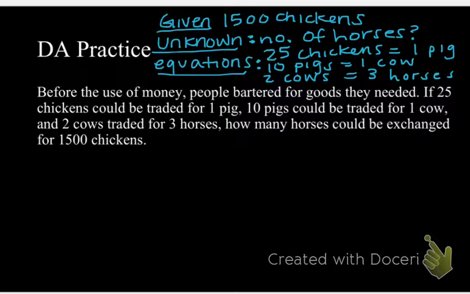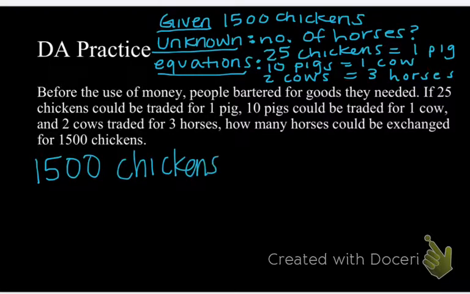And then lastly, we have the conversion factors or the equations that we're going to need to get from 1,500 chickens to horses. So the information I have is that there's 25 chickens equal to 1 pig, 10 pigs equals 1 cow, and 2 cows equals 3 horses. So that's what we're going to use. I'm going to start always with the given. So I have 1,500 chickens.